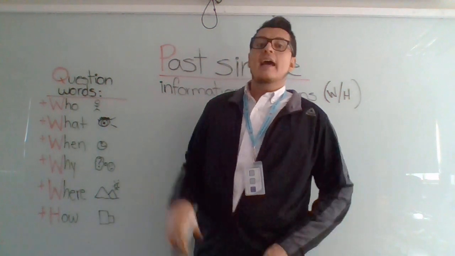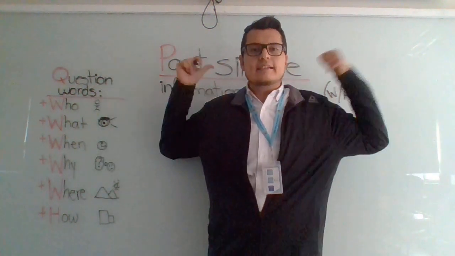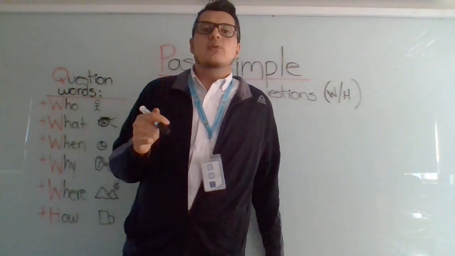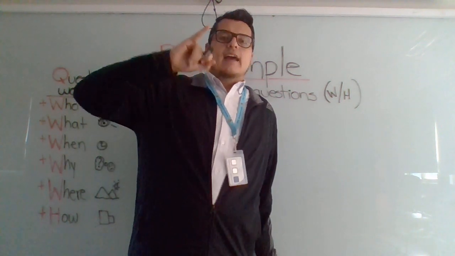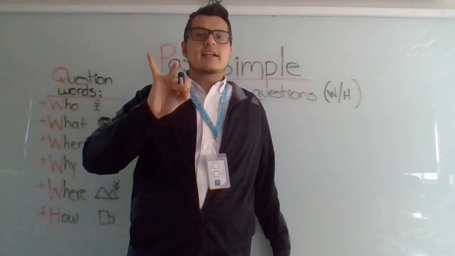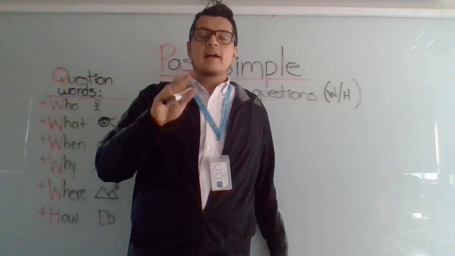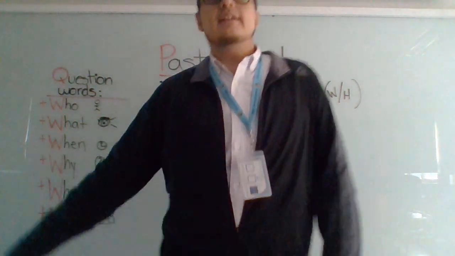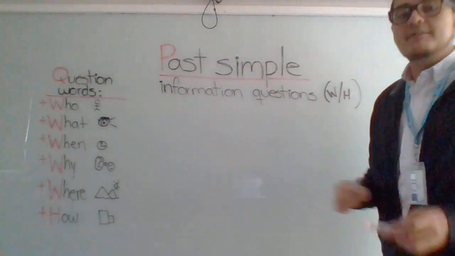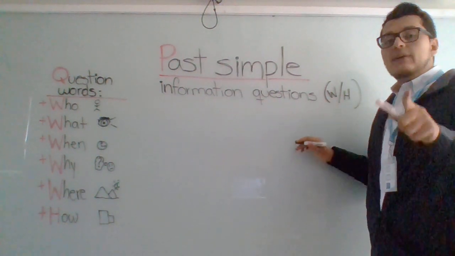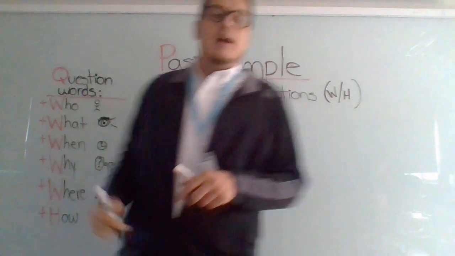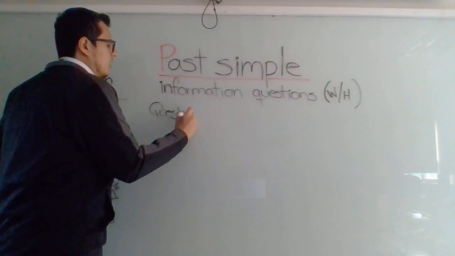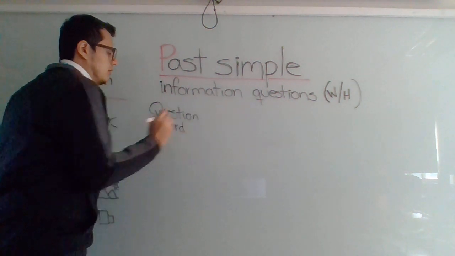So let's start. How can we use them to make these types of questions? Do you remember yesterday when we practiced the yes no question? The rule was the auxiliary did, the subject, the verb in base form, the complement, and question mark. For this, the rule is very similar, but we start with a question word.